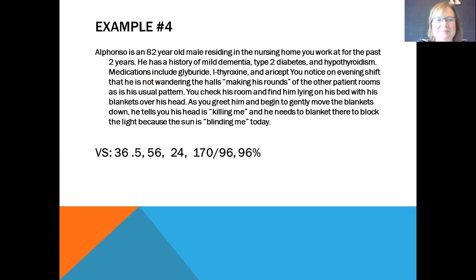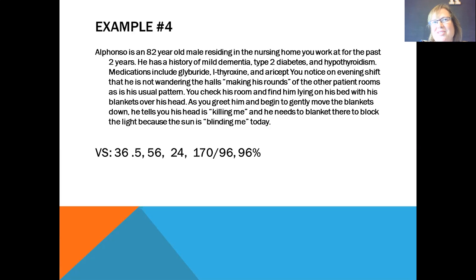Last example. Here we have Alfonso. Alfonso's an 82-year-old man residing in your nursing home. And he's got a history of mild dementia. He's lived there for about 2 years. Mild dementia hasn't particularly progressed. He's on medicine for type 2 diabetes and hypothyroidism. So he takes glyburide, L-thyroxine, and Aricept for his dementia.